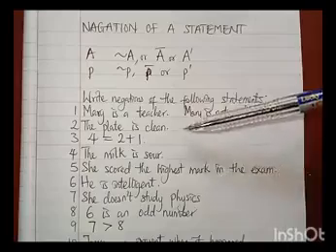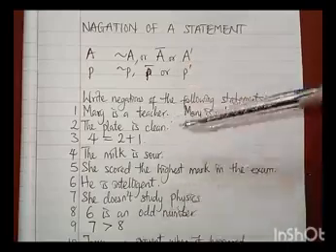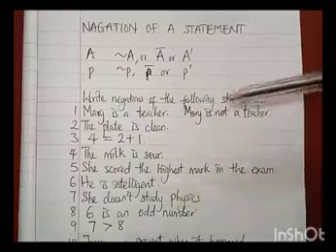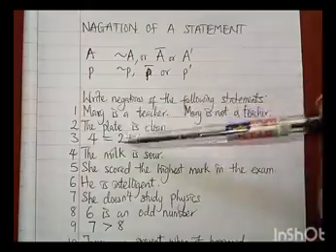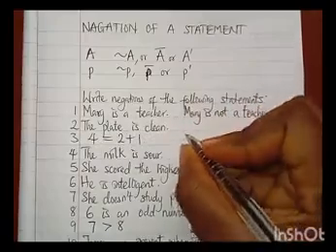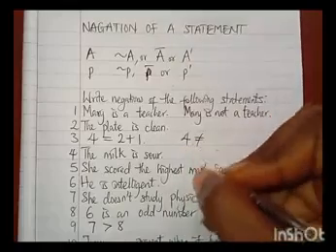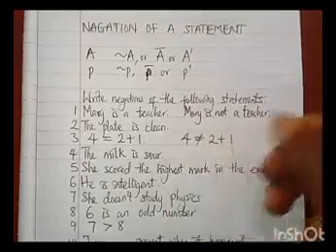The plate is clean, so we can say the plate is not clean. That's right, I can already hear you saying it. Or it is false that the plate is clean. So for this one, we say 4 is equal to 2 plus 1. So its negation will come as 4 is not equal to. So you write equal to, you cancel it out. This is not equal to 2 plus 1.